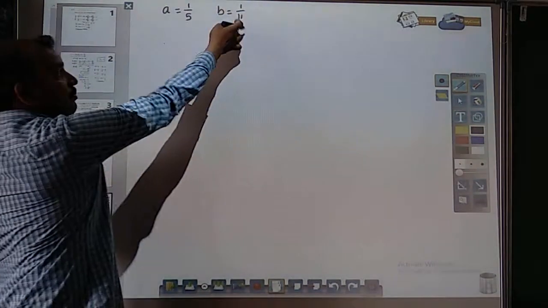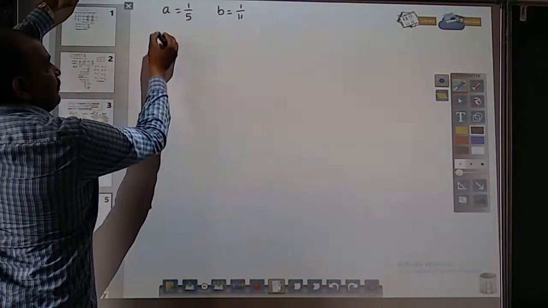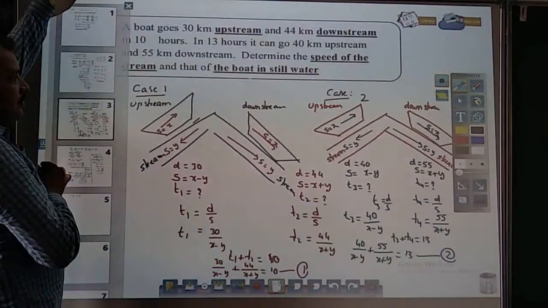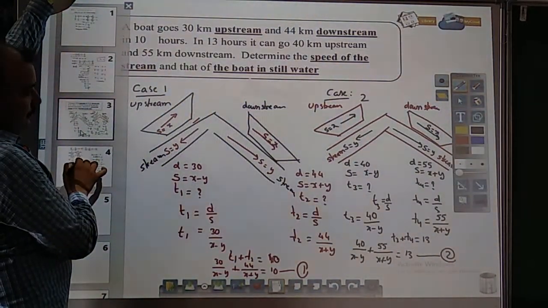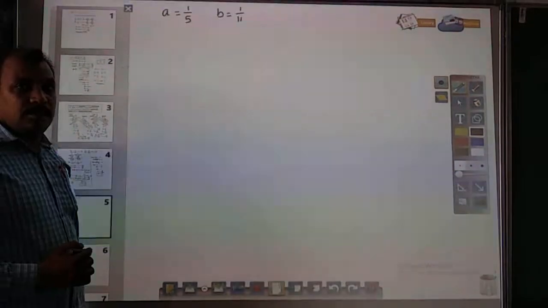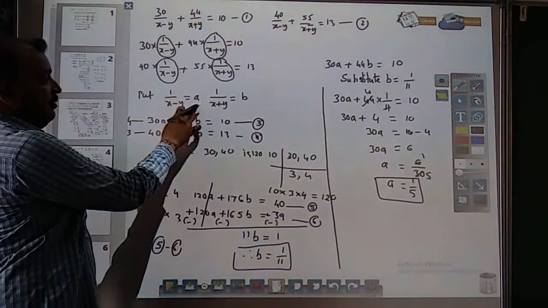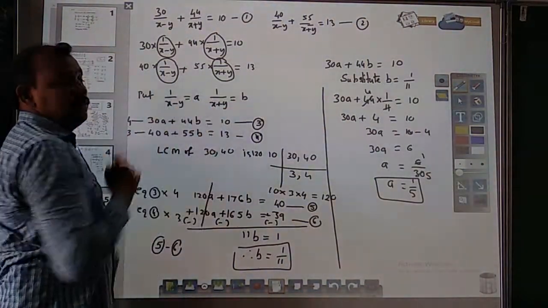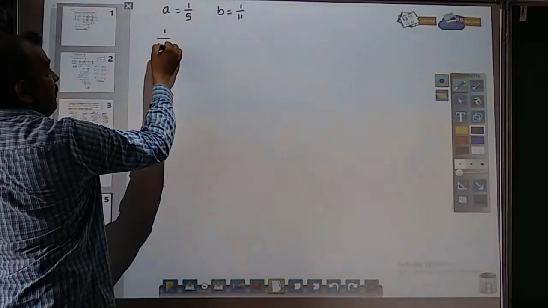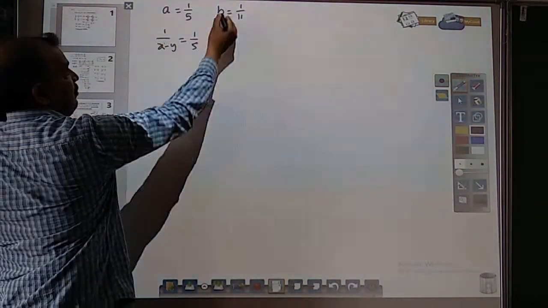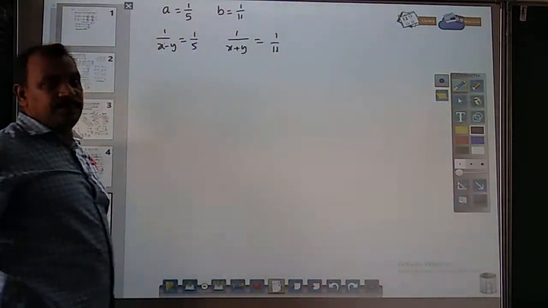So a is equal to 1 by 5, b is equal to 1 by 11. Already we know that a is equal to 1 by x minus y, b is equal to 1 by x plus y. So a is equal to 1 by x minus y, that is equal to 1 by 5. b is equal to 1 by x plus y, that is equal to 1 by 11.